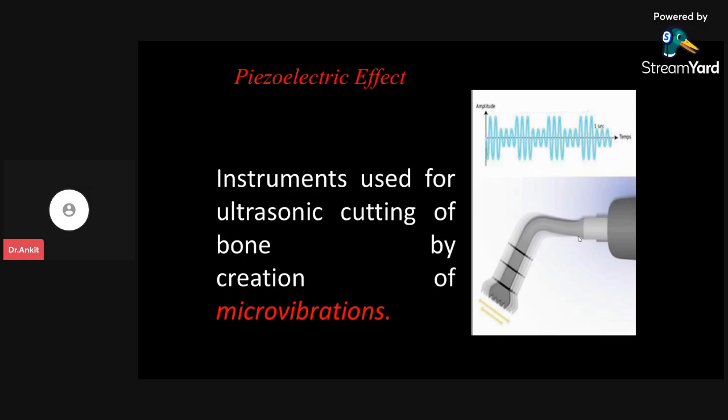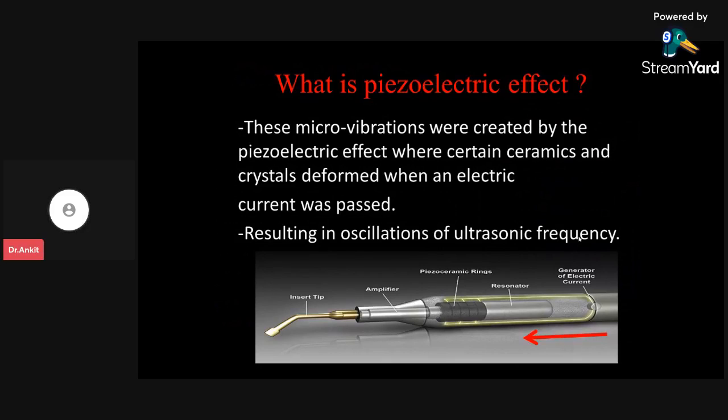So coming to why and what is piezoelectric effect. In one sentence, I would say it is an instrument that is used for ultrasonic cutting of bone by creation of micro vibration. You can see in the diagram there, the tip is moving in a to and fro motion, and that motion is ultrasonic motion. And when this instrument is used for cutting of bone, in such a scenario that is known as piezoelectric effect, right? Now, what is piezoelectric effect, which we are discussing?